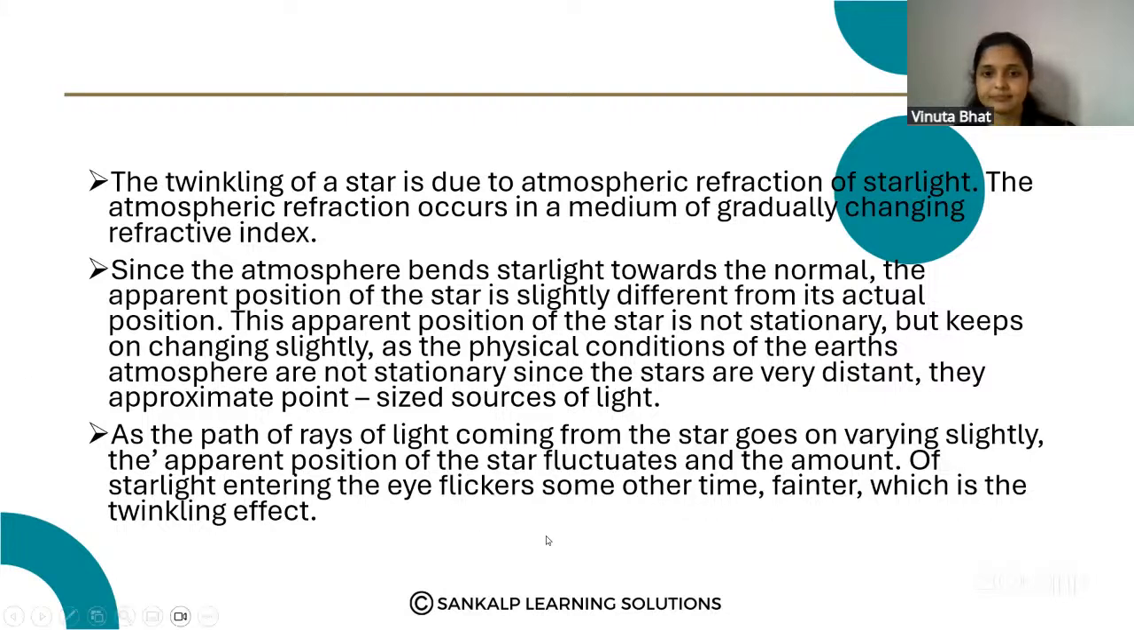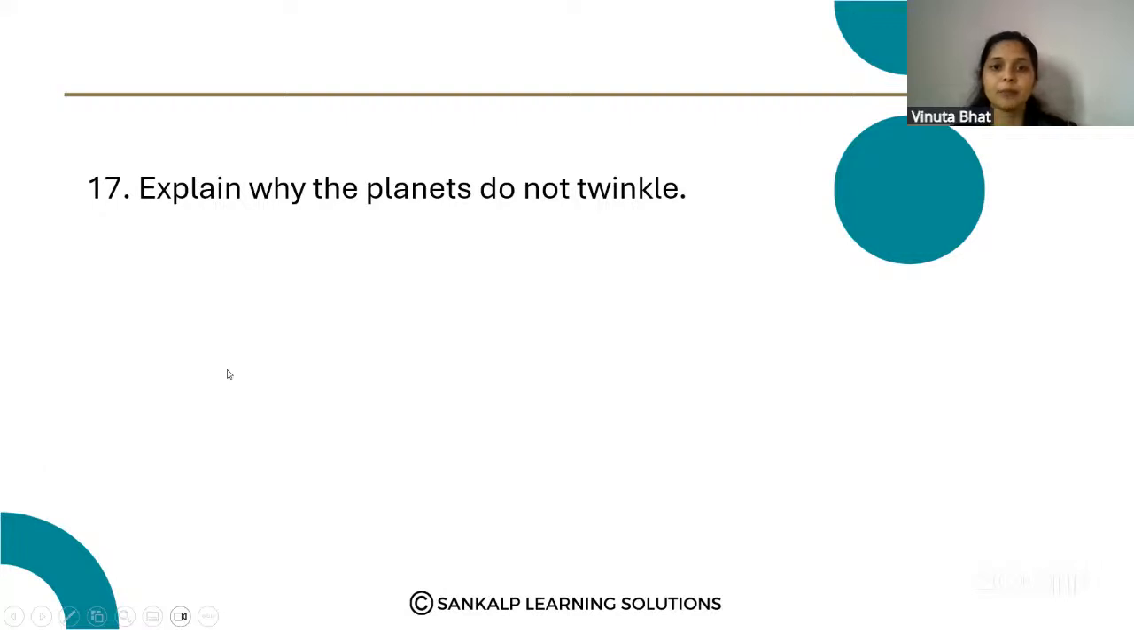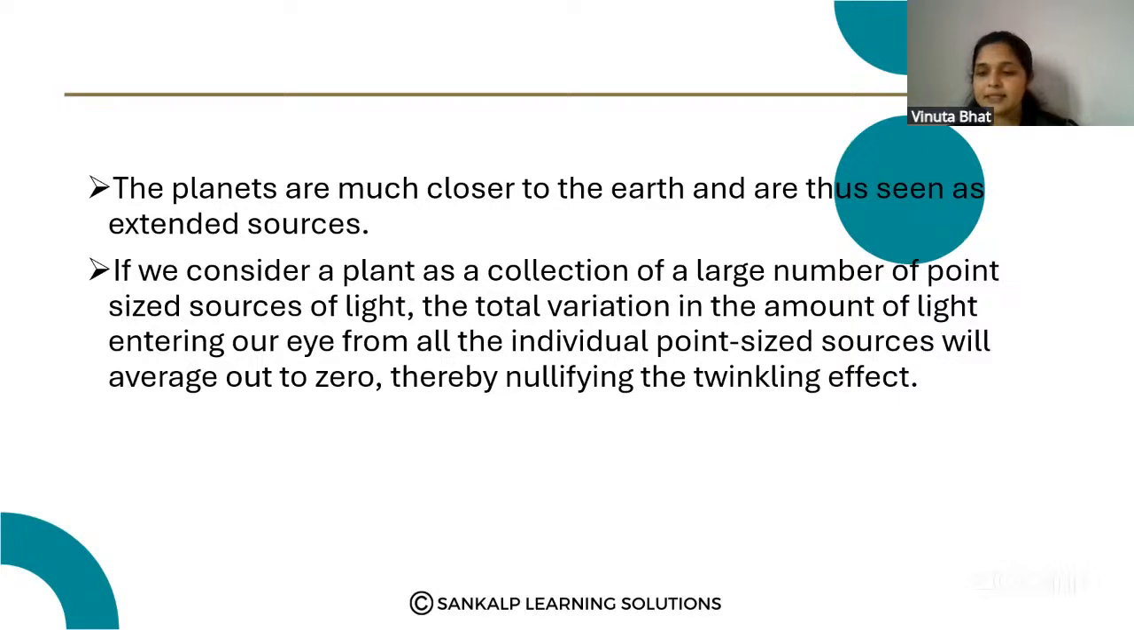Next question. Explain why the planets do not twinkle. The planets are much closer to the Earth and are thus seen as extended sources. If we consider a planet as a collection of a large number of point-sized sources of light, the total variation in the amount of light entering our eye from all the individual point-sized sources will average out to zero, thereby nullifying the twinkling effect. So that is why planets do not twinkle.